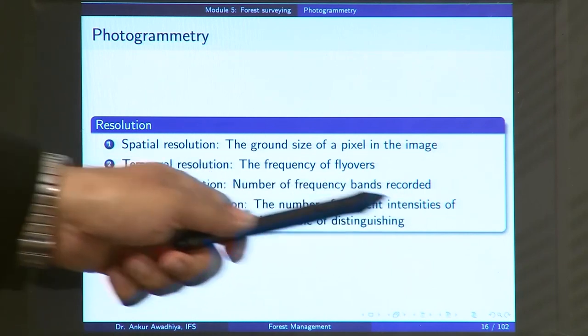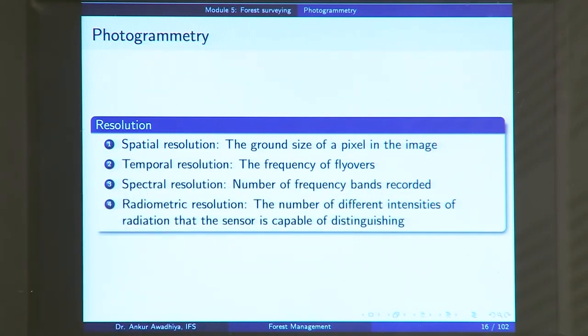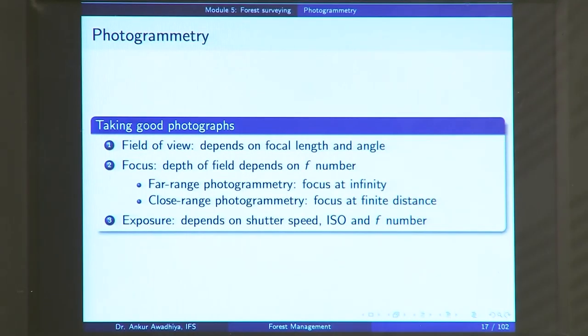So, here what we are saying is the number of bits that are there in your image, how much amount of information is there for each and every band. That is the radiometric resolution: the number of different intensities of radiation that the sensor is capable of distinguishing. Is it only able to see in a binary fashion, that is black and white, or is it able to see shades of gray? And when we are talking about shades of gray, is it showing it on an 8 bit scale, a 16 bit scale, or a 32 bit scale? The more bits there are in your image, the more information you have in your image, and that can be made use of when you are doing the interpretation or the measurements.